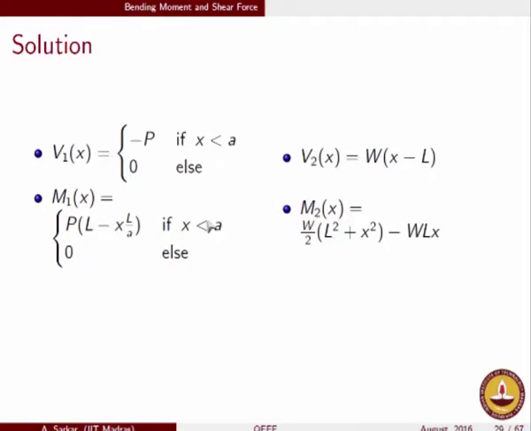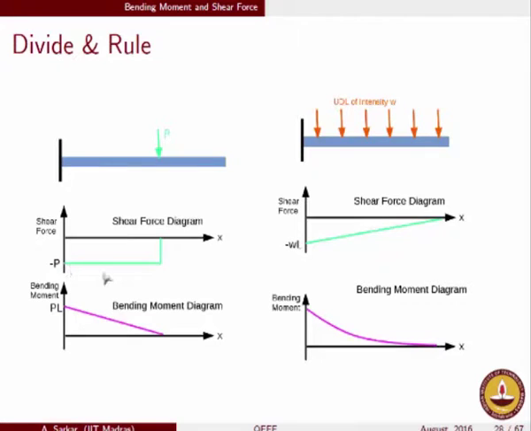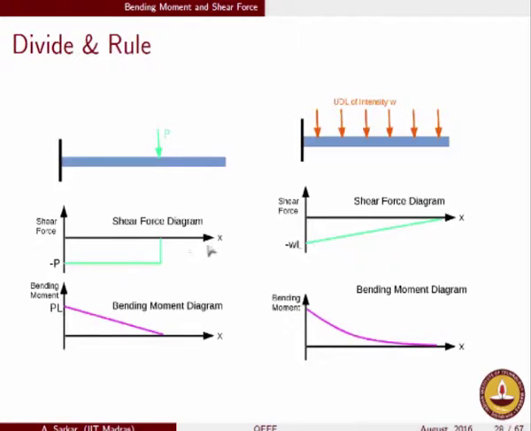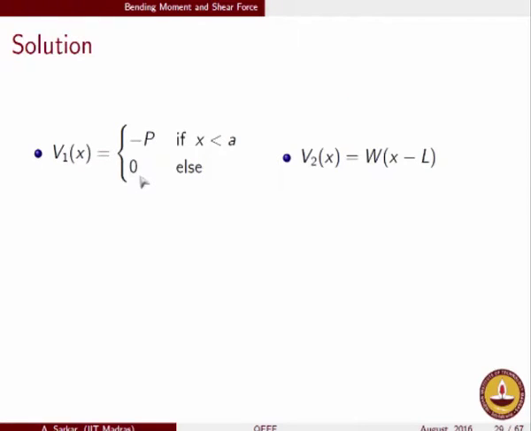Analytically, we could also do it for the first type of loading. We will find that the shear force is constant within this region, which means that the shear force expression works out to be minus P if x is less than a, and it is 0 elsewhere. Here, a being the point of application of the load, if x is chosen to be less than a, we see a shear force of minus P, and if x is greater than a, then the value is 0. So the expression for shear force will look something like this.